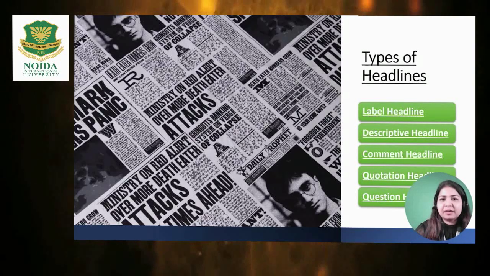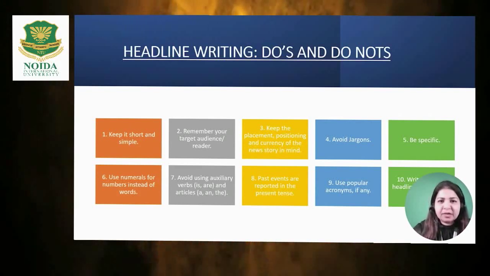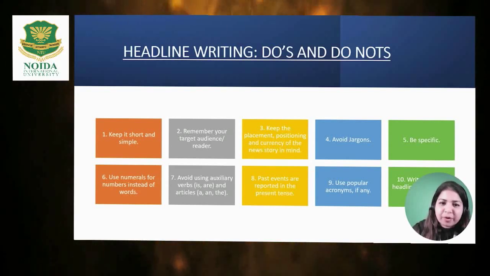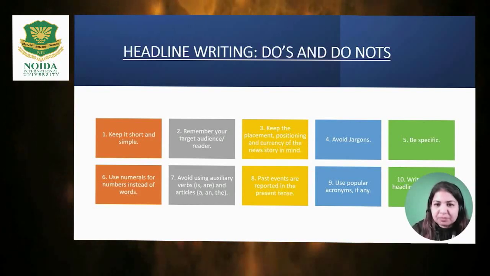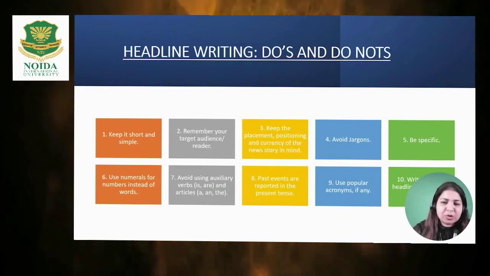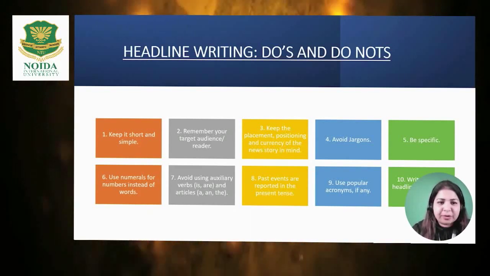So these are the types of headlines. Now we are going to discuss, while writing a headline, what are the do's and don'ts. So first is keep it short and simple. Second is remember your target audience and reader for whom you are writing that piece of news. Third point is keep the placement, positioning, and currency of the news story in mind. Another is you should avoid jargon. And fifth point is be specific. Whatever your storyline is, you have to be specific on that story and write a headline according to it.